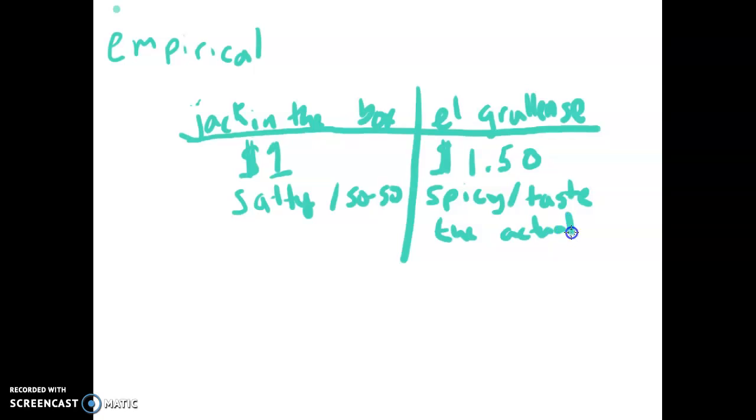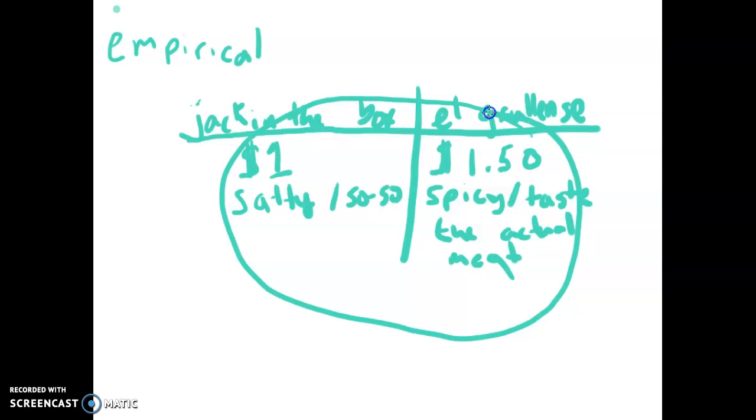Sometimes when you get that Jack in the Box taco, you look at it and you wonder, like, what did they actually put in that? Versus the El Gruense taco where you can actually see the meat. So what we've described here is empirical evidence, right? We've actually measured this.